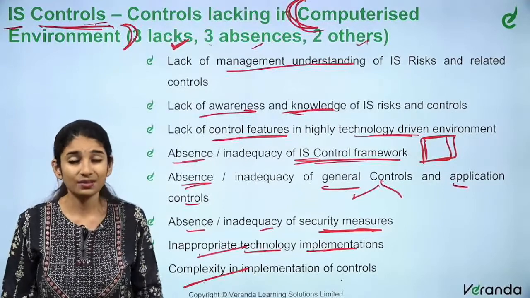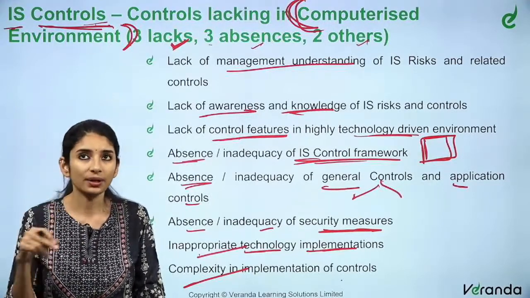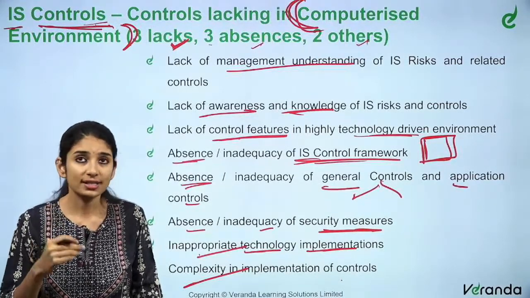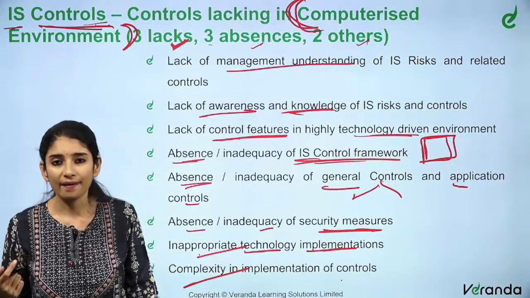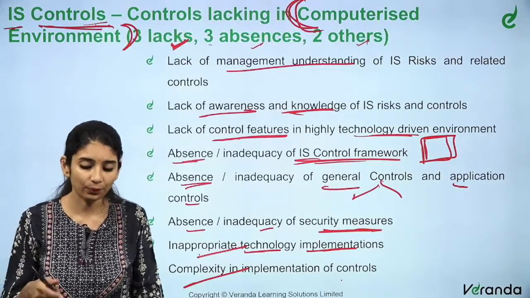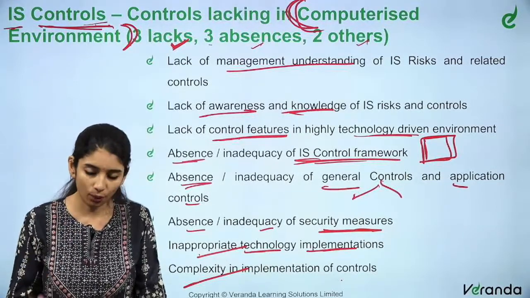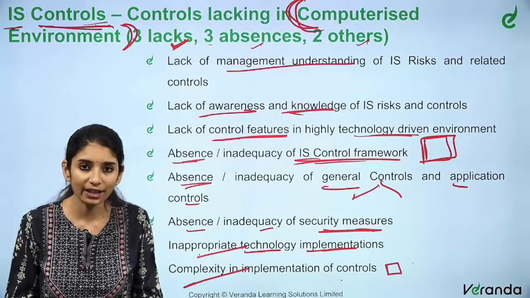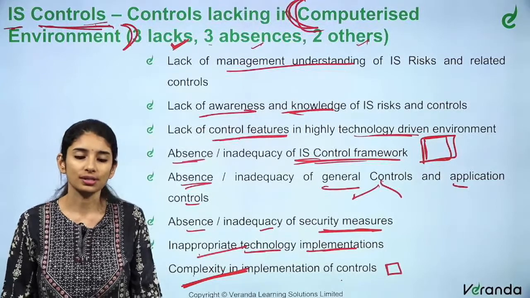Next is, it is very complex to implement controls, because if you see the network diagram, I have routers, switches, hubs. I have the firewall, I have connections, I have bandwidth. So, in which place can I put in my controls? For which place should I have files, folders, where should I actually put in my controls? So, complexity in implementation of controls.